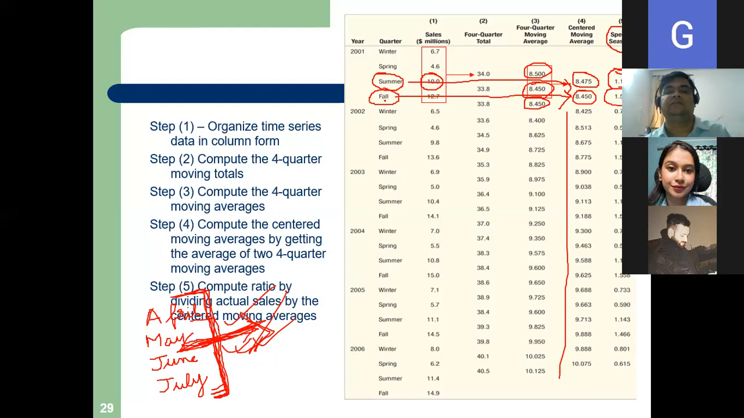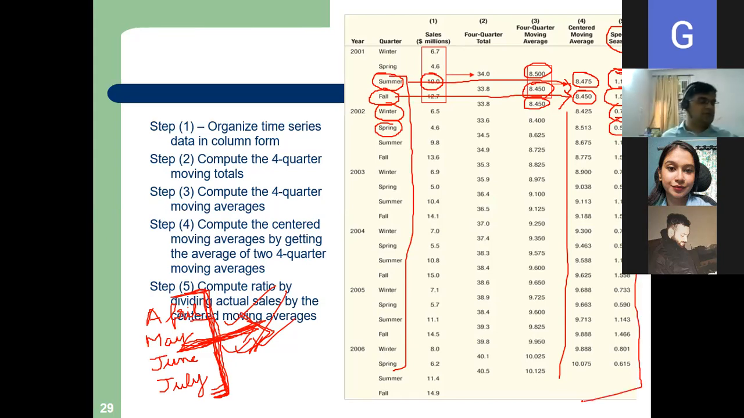Hope you are getting. See my cursor. For winter, we get 0.772. 2002 winter. 2002 spring, we get 0.54. Are you getting, all of you? So starting from summer 2001 to I think spring, we get some indexes. Yes, students, is this clear? Yes, sir.